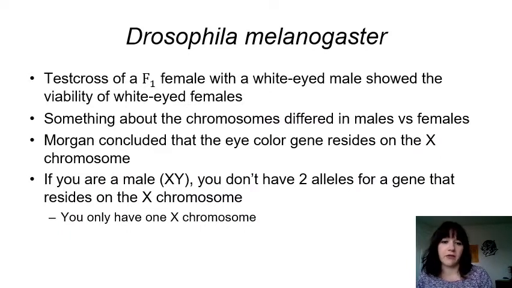So let's summarize. When Morgan did a test cross, he did an additional experiment where he wanted to make sure that white-eyed females could actually survive. What if the only reason we weren't seeing very many white-eyed females was that there was also some type of trait that killed all of them? And so he did do that cross, and he found that it is possible to get white-eyed females. I'm not going to do that cross with you, but you can find it in the book. They show the Punnett square for that.